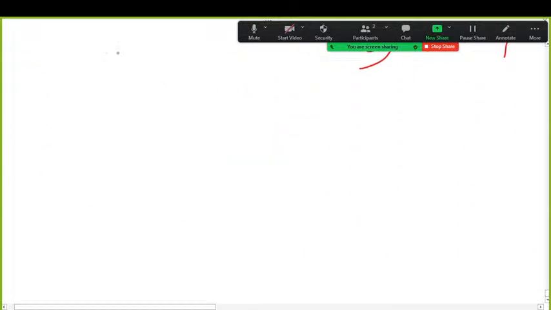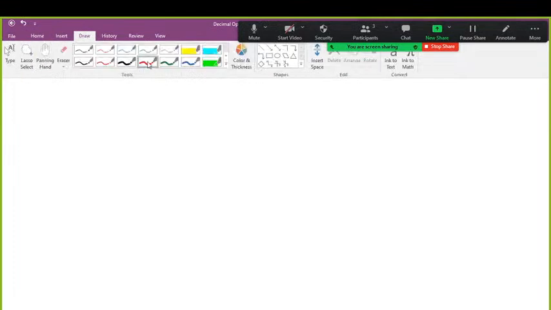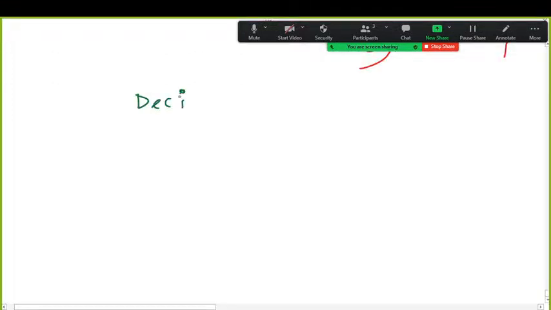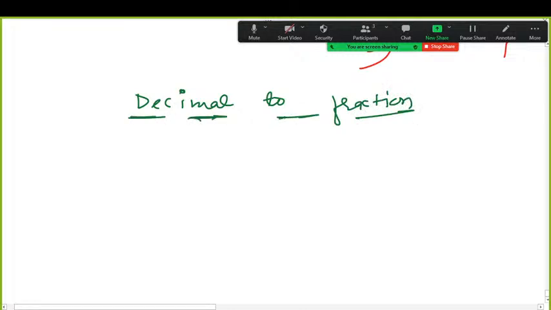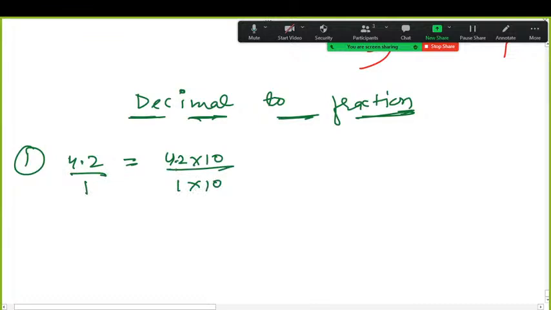Next, I have a question for decimal to fraction. Decimal to fraction is the next topic. We can have a decimal of the first kind, that is 4.2. Let's say this decimal is there. If you want to convert it into a fraction, what will you do? You will multiply the numerator by 10, and the denominator, which is 1, you will multiply by 10 as well. Numerator becomes 42, denominator becomes 10.